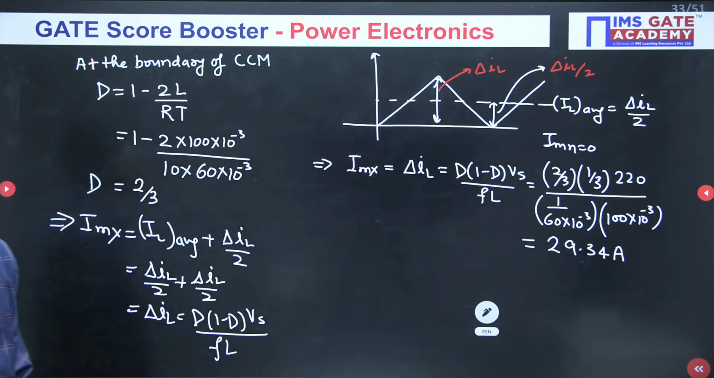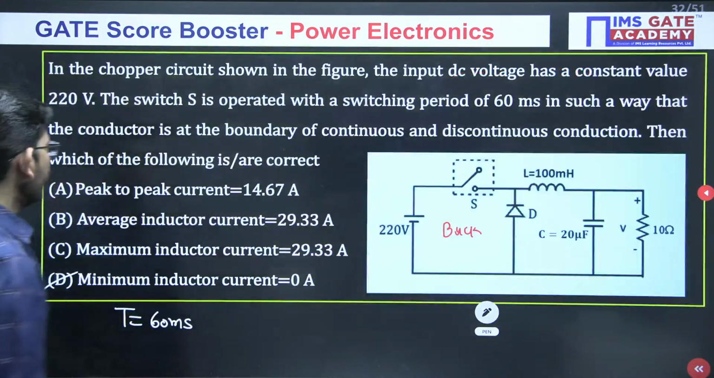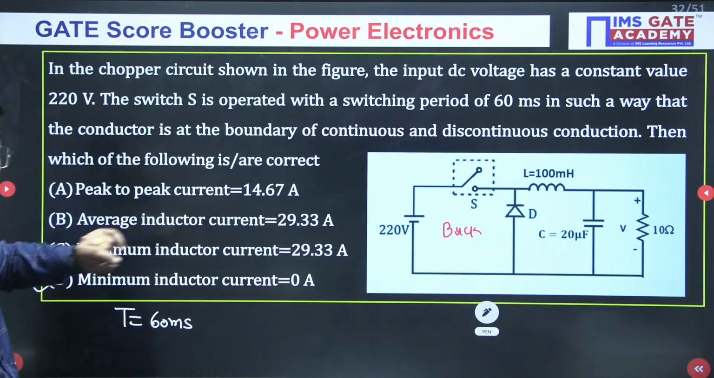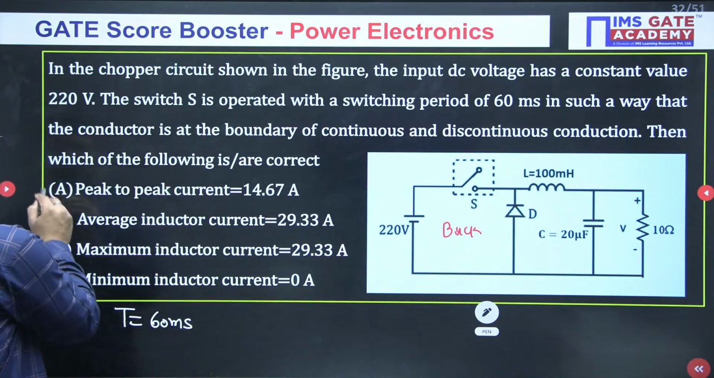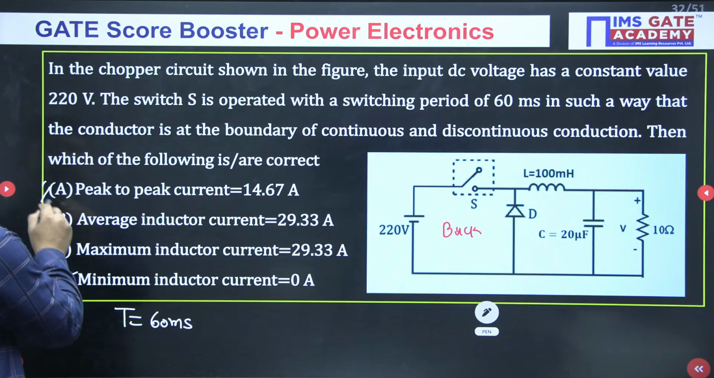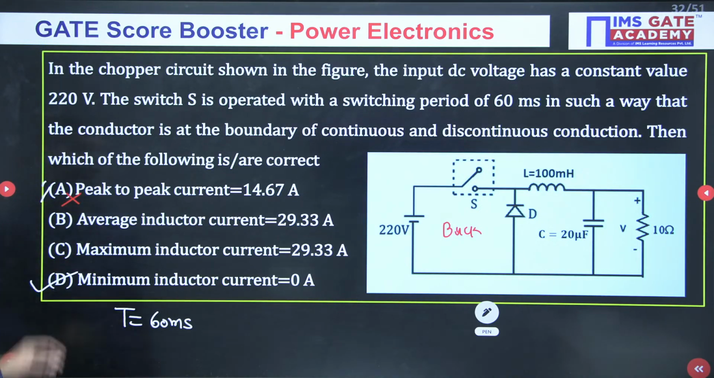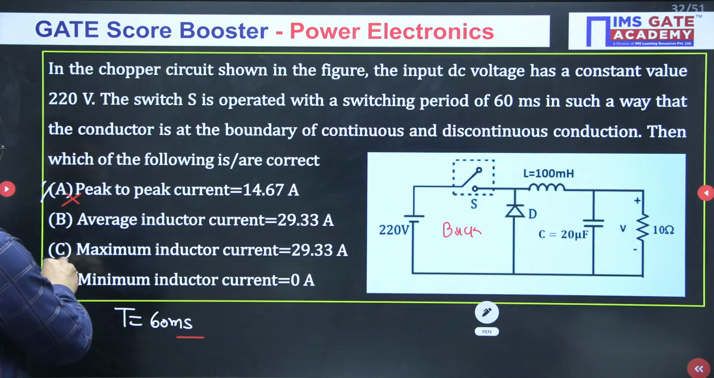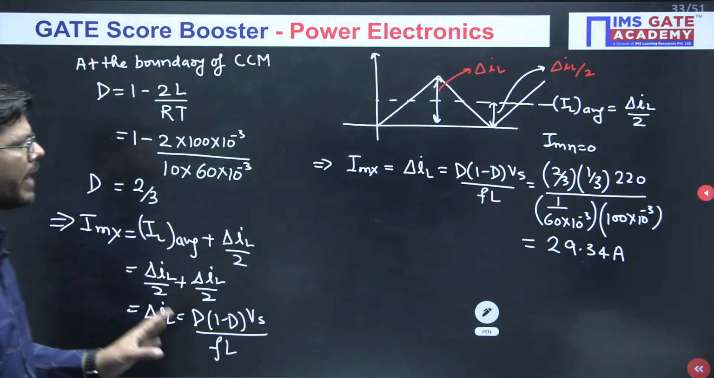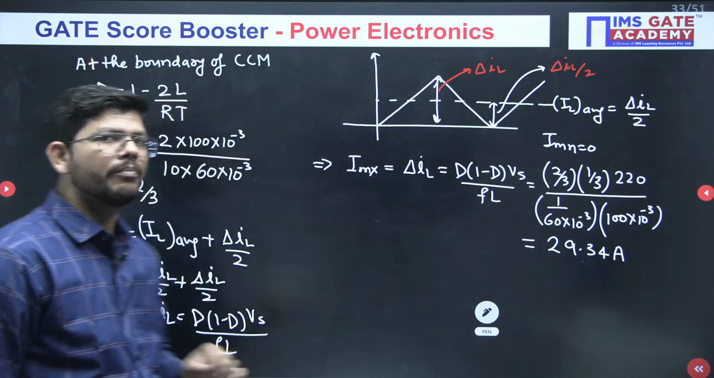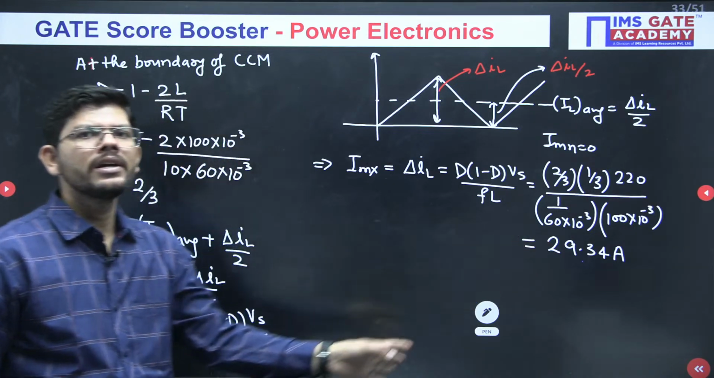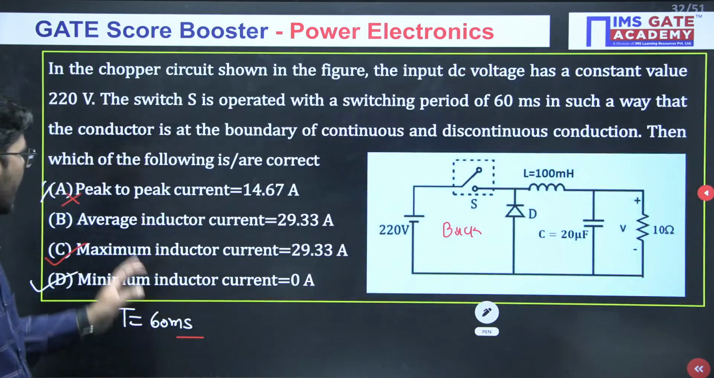Is that correct? So peak to peak current. Peak to peak current means delta IL. Is it 14.67? No, this is wrong. Okay. So this option is a wrong option. Average inductor current, just see. And maximum inductor current 29.33. Is this correct? Yes, this is correct. Okay. Maximum inductor current is 29.33. Peak to peak current, which is delta IL, is 29.34 as well. It is not 14.34. Okay.